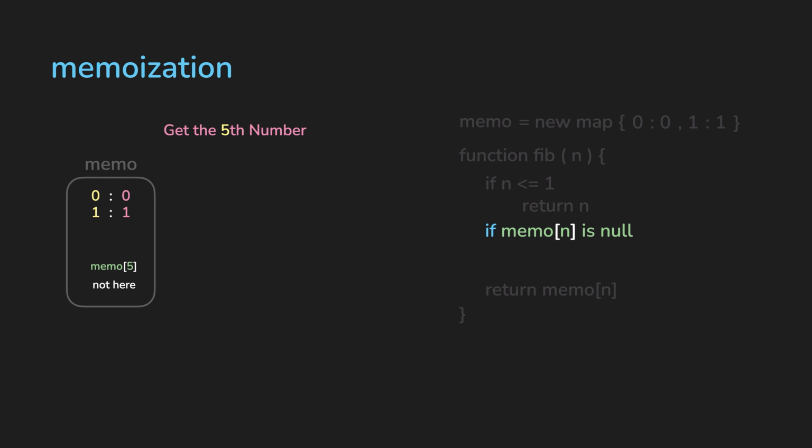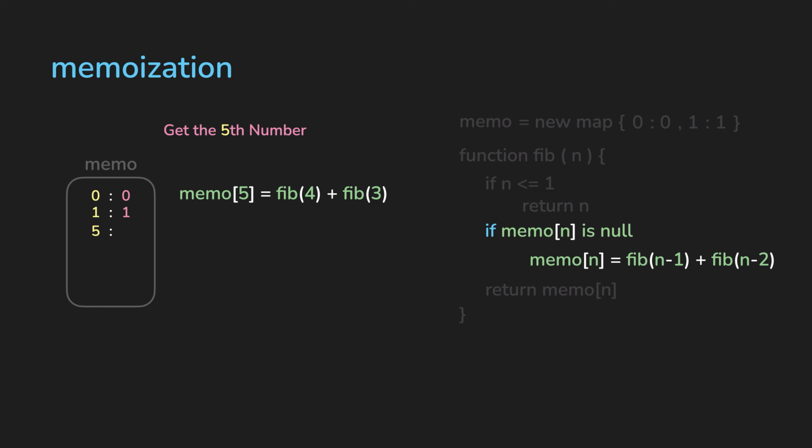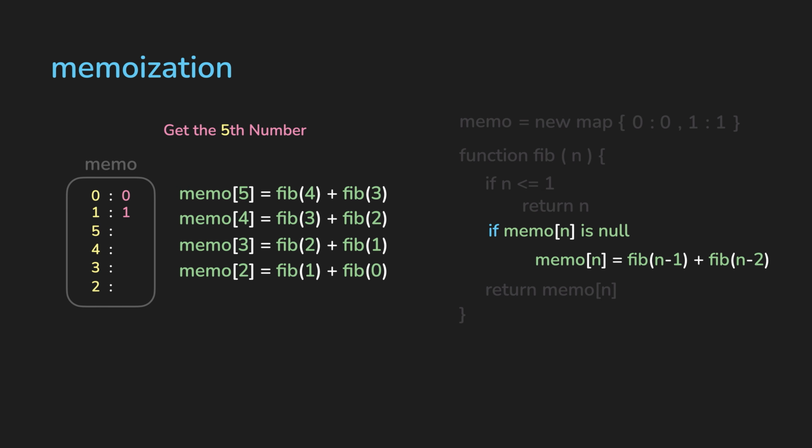So if memo 5 is empty, we will assign it with this: fib of n-1 plus fib of n-2. So we assign fib4 plus fib3 to memo5, and to do that, we need to call fib4. Memo4 is empty, so we assign fib3 plus fib2 to memo4. As we call fib3 for memo4, we assign fib2 plus fib1 to memo3 because memo3 is empty. As we call fib2, we put fib1 plus fib0 in memo2.